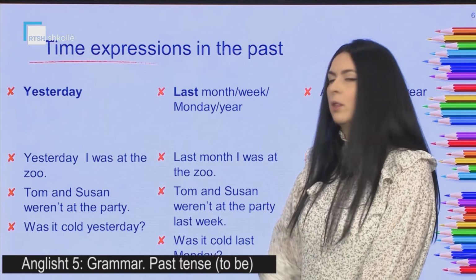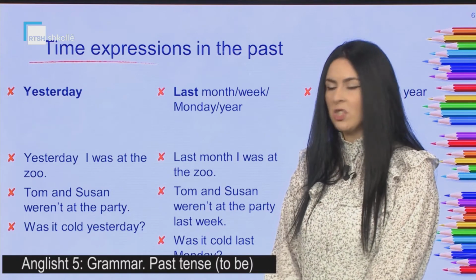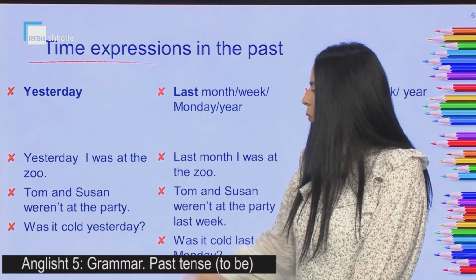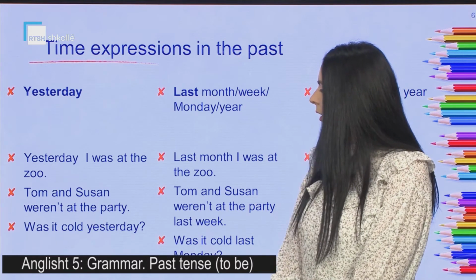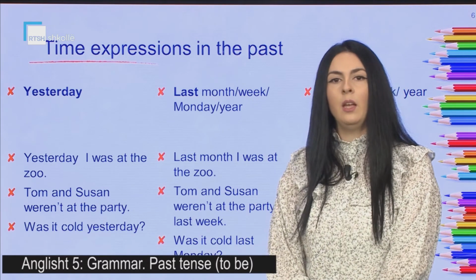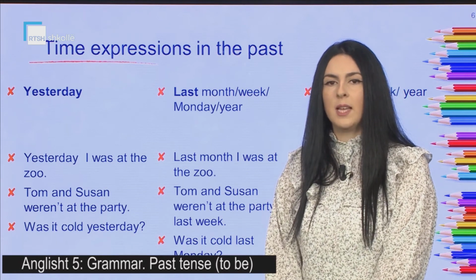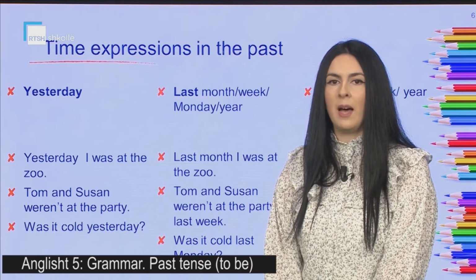Yesterday I was at the zoo. So you talk about a finished action. Tom and Susan weren't at the party. Was it cold yesterday? So all these three sentences are finished in the past.